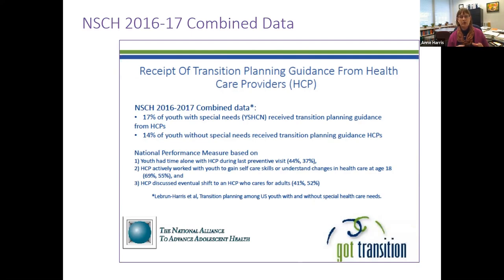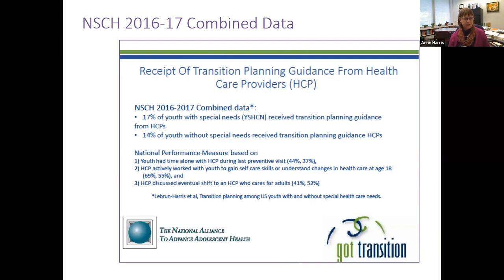So the numbers are a little bit lower, 17 and 14% if you look at the combined data, but I also kept on this slide, from Patients White, what they're measuring. They're basing it on whether youth had time alone with their healthcare provider, and I believe these two numbers are the with and without special needs. They're looking at those who are gaining an understanding of the changes that happen at age 18, and the shift in who cares for adults. So these are just the elements that they're measuring, but the numbers have kind of changed. If you start to see statistics that show that we're not doing very well in transition, it looks like we've gone backwards, but really they're just measuring it differently.